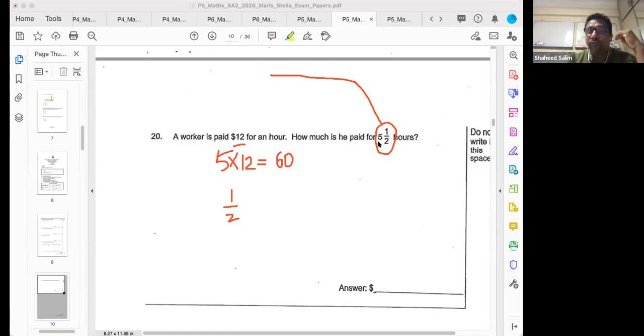that I did it, which is 5 times 12, you get 60. And then what's half of 12? Half of 12 is 6. Then you add them up, you get 66. So that's what I do mentally.